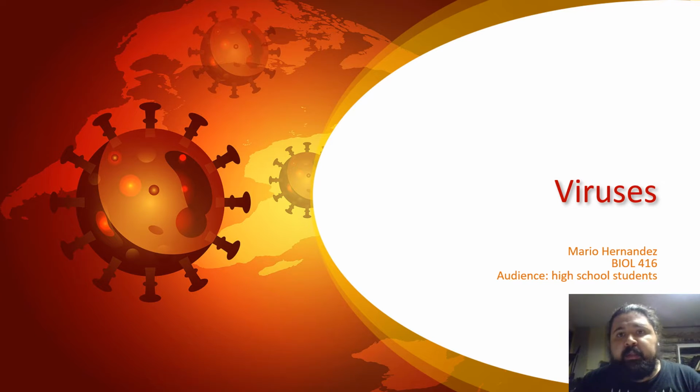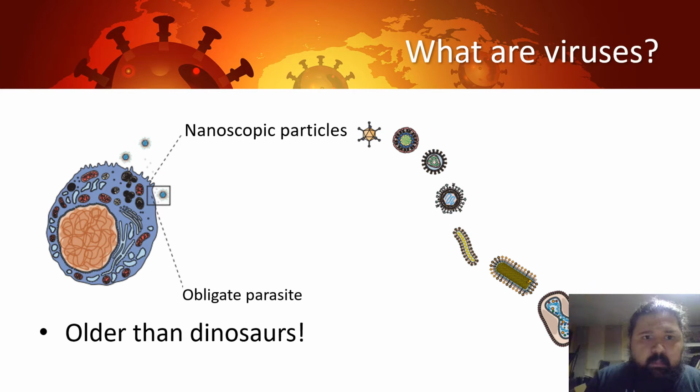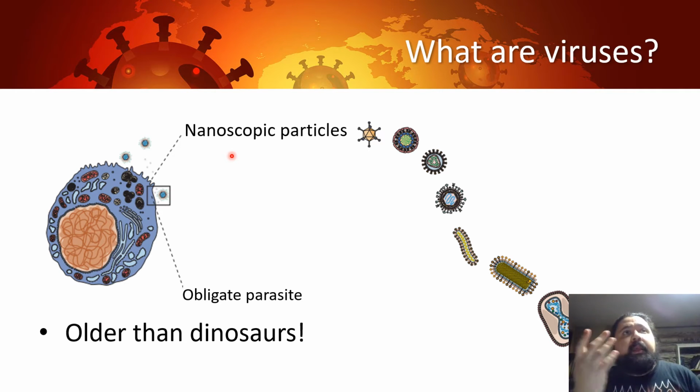So I will be starting this presentation off with how to define a virus. So, what are viruses? Viruses are these nanoscopic particles that surround us. They are in the air, they are in the dirt, they are in our skin, and they've been around way longer than humans or even dinosaurs. That can even be traced back to the Paleozoic era, which is hundreds of millions of years ago.